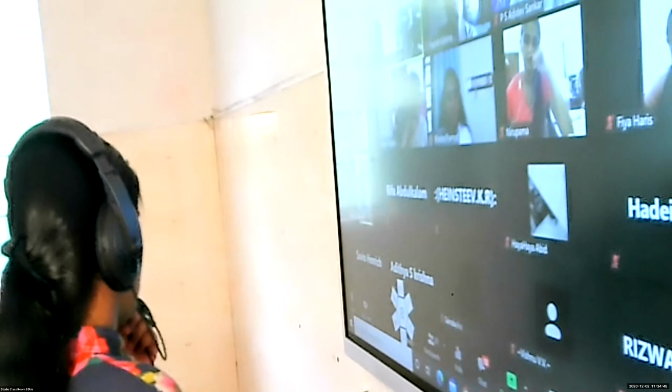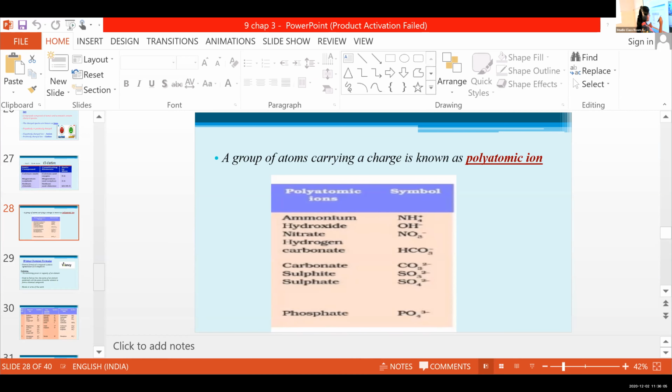Look at this ammonia. That is NH4 plus. The charge of that ion we put on the top of that symbol. NH4 plus, like this. Here 4 hydrogen and 1 nitrogen, then the charge, that is positive charge. This charge is for all these atoms, nitrogen and hydrogen, they are together. That is a group of atoms carrying a charge, known as polyatomic ion. The next one, hydroxide, OH minus.